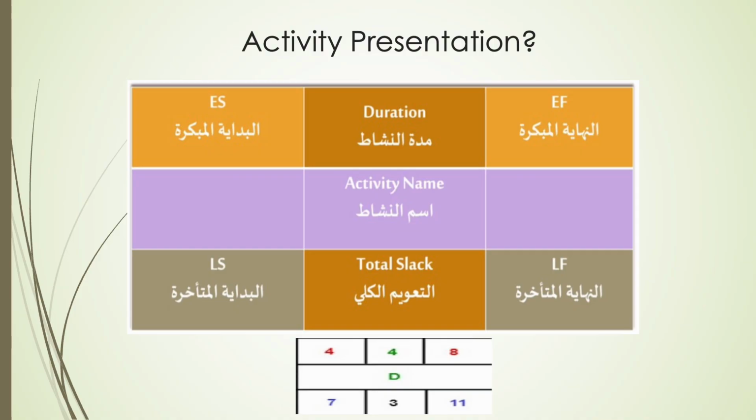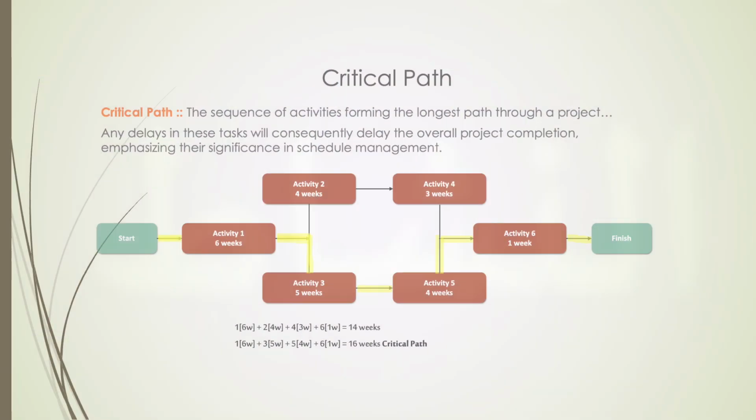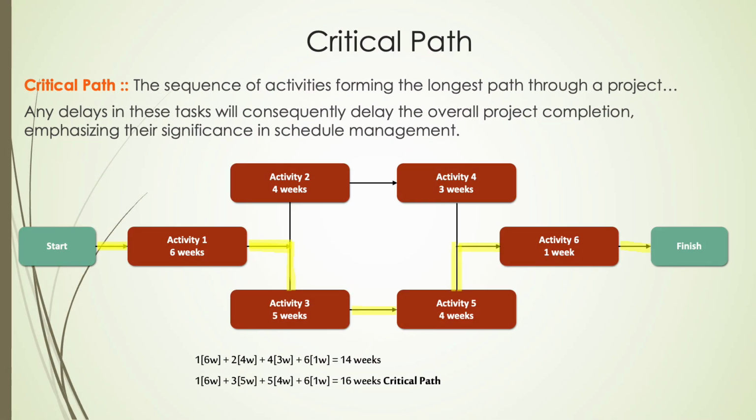Activities on the critical path have zero slack, meaning any delay will directly impact the project's completion. This method ensures tight control over project timelines, enabling proactive adjustments to avoid delays and optimize efficiency. The diagram clearly illustrates a project's critical path, highlighting the sequence of activities that directly impact the project's duration.